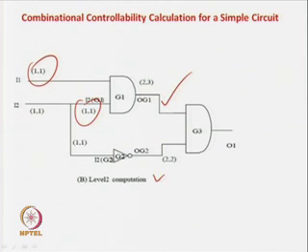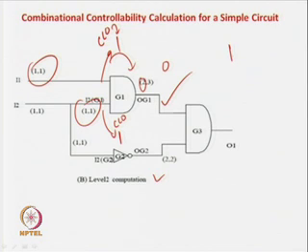How difficult is it to get a 0 over here? This can be 0 or this can be 0. How difficult is it to make this line 0? 1. How difficult is it to make this line 0? 1. Either of them will solve our purpose, so both controllabilities of 0 are 1. So, the minimum of 1 comma 1 is 1, plus there is a level shift, so we get the result 2.